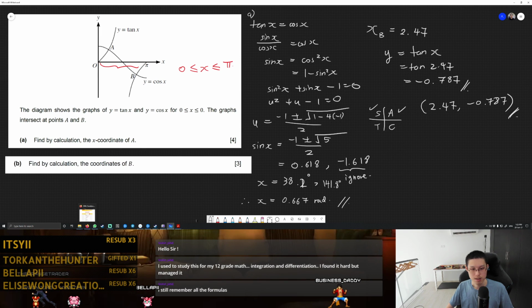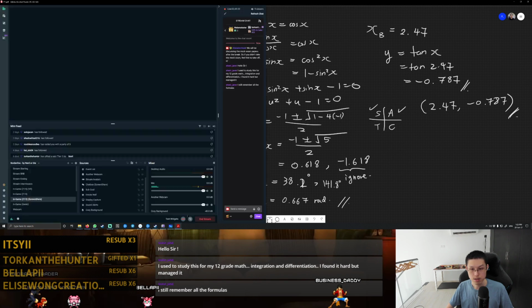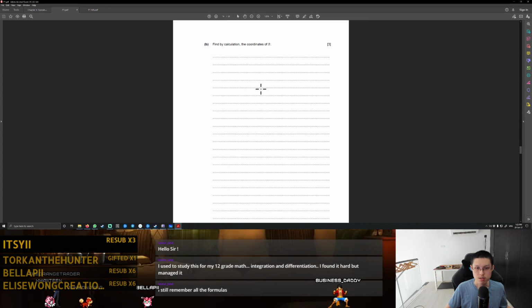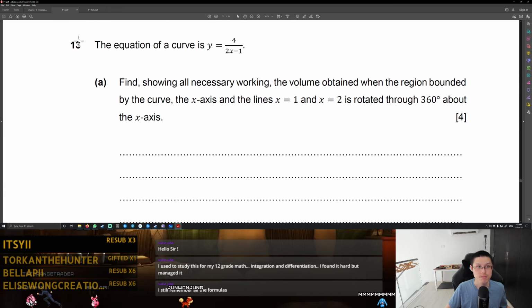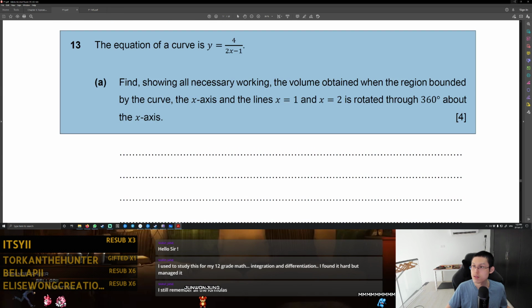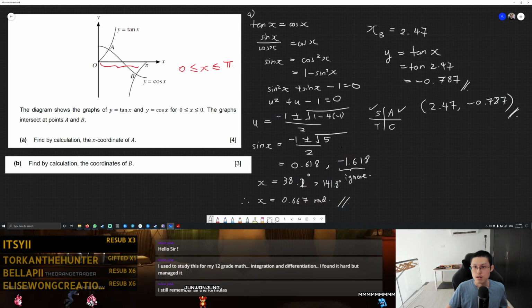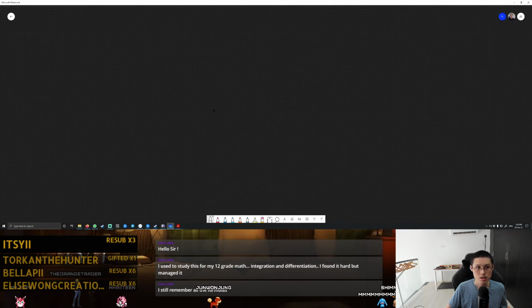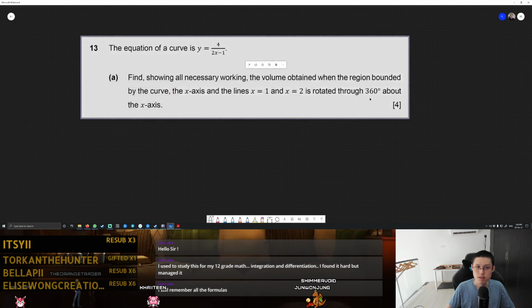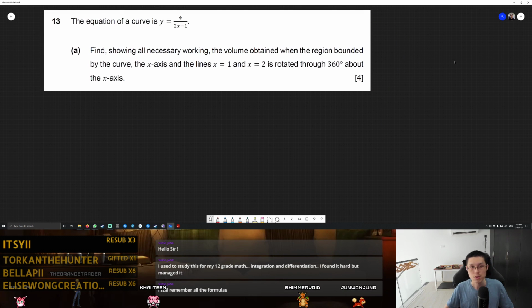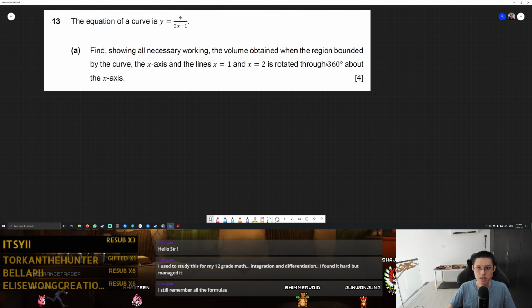Okay. Moving on to the last question. I think that's question 13. This one. Okay, let me just move this over here. So you're given the equation of the curve, and then you want to find the volume obtained when the region bounded by the curve, the x-axis, and a line is rotated 360 degrees about the x-axis.